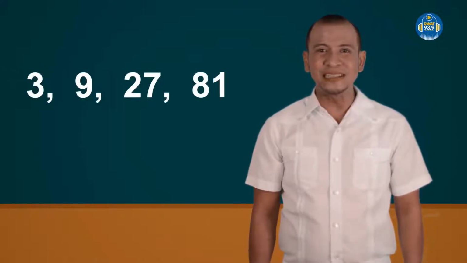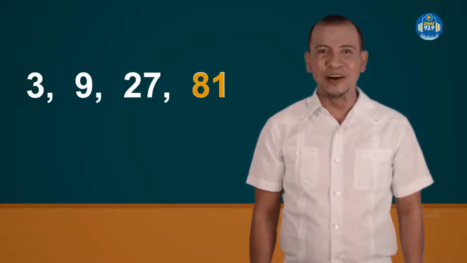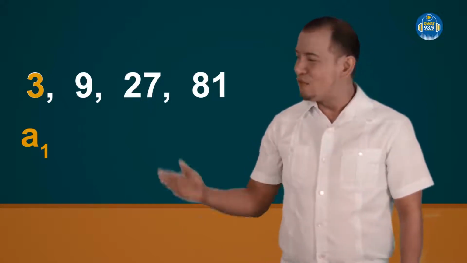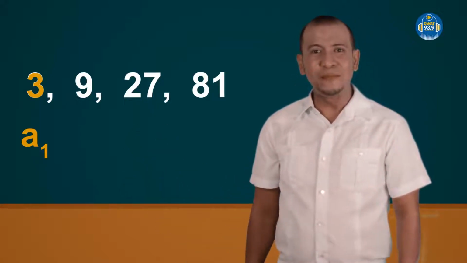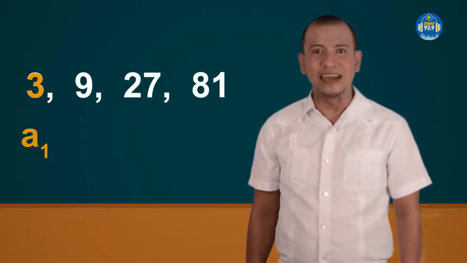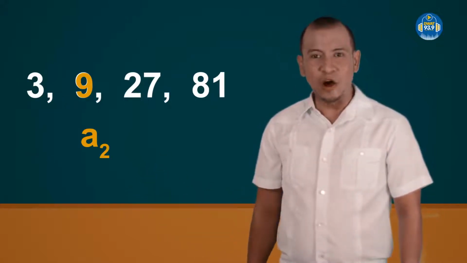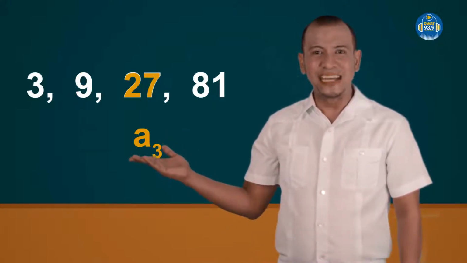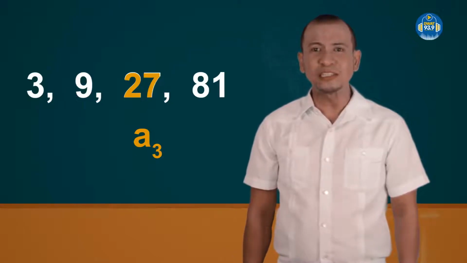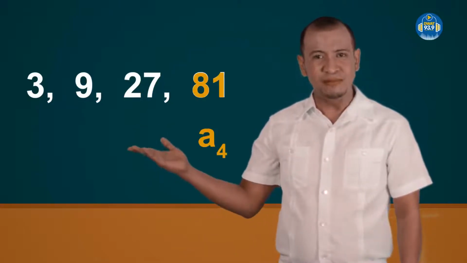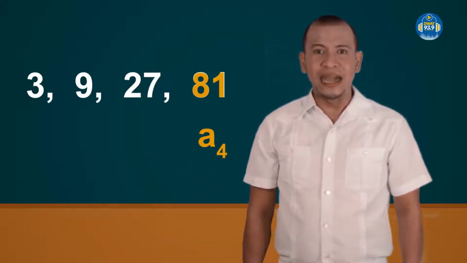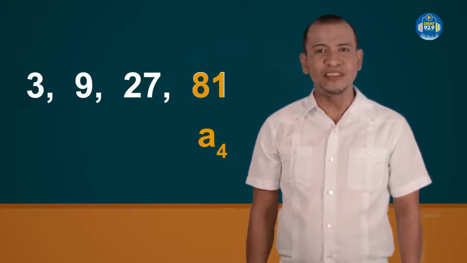Considering the first sequence, 3, 9, 27, 81, we can clearly identify the terms as follows. First term, which is denoted by a sub 1, and that is 3. Second term, denoted by a sub 2, which is 9. Third term, denoted by a sub 3, which is 27. And the fourth term, denoted by a sub 4, and that is 81. And a sub 4 is the last term of the sequence.